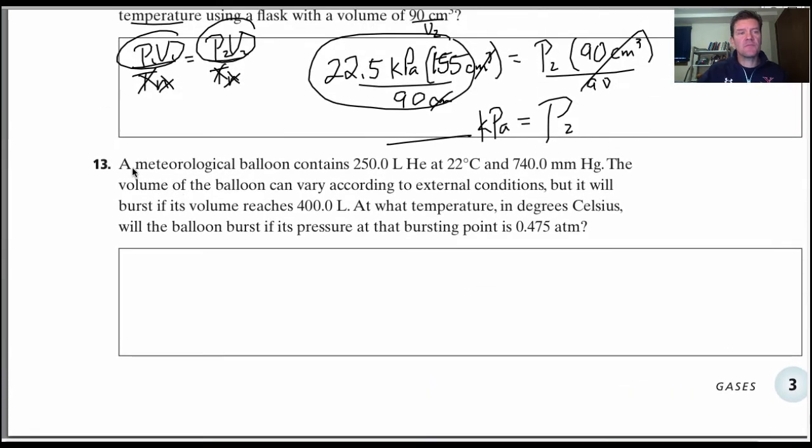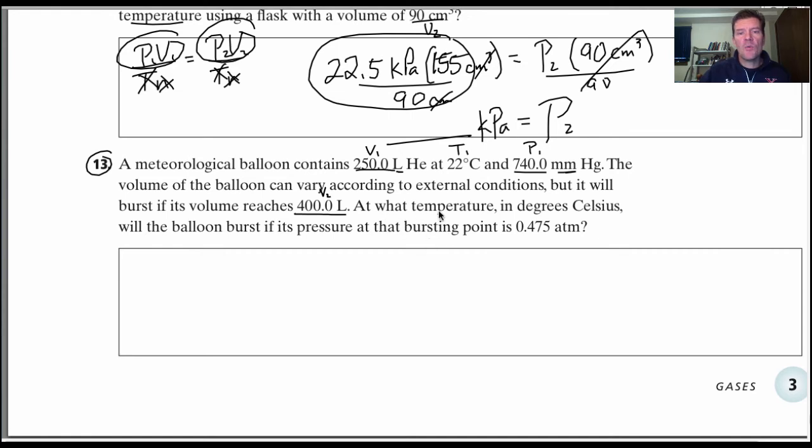All right, next one. A meteorological balloon contains 250 liters. There's your volume. You've got to recognize that as a volume. At 22 degrees Celsius, there's a temperature that we will change to Kelvin, and 740 millimeters of mercury. That is a pressure. You got to recognize that unit. The volume of the balloon can vary according to the external conditions, but it will burst if its volume reaches 400 liters. There is a new volume, probably volume 2. These are all the first situation before it goes up into the air.